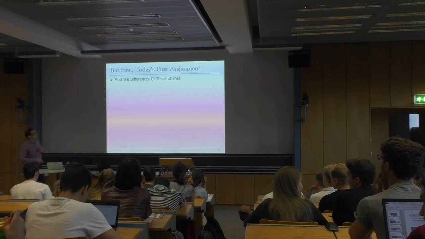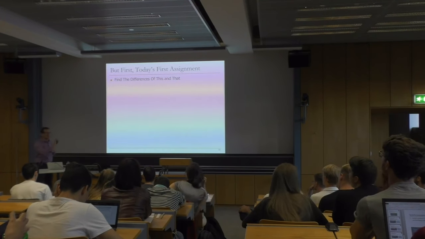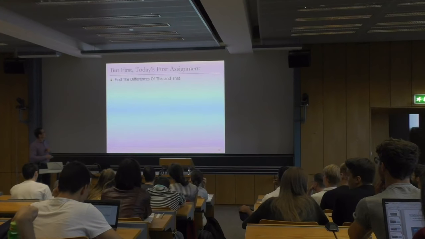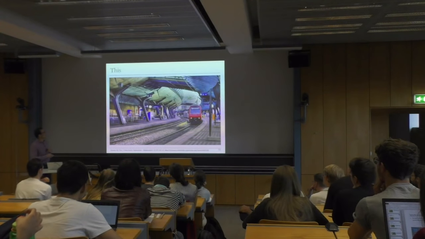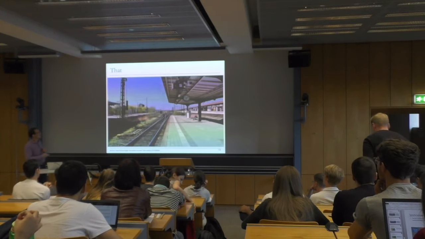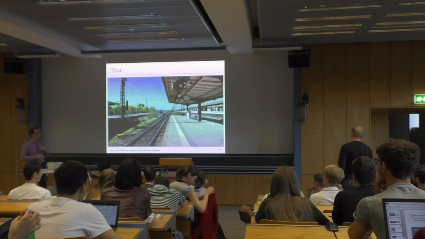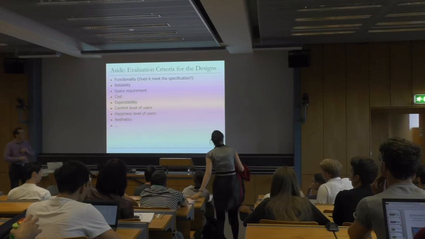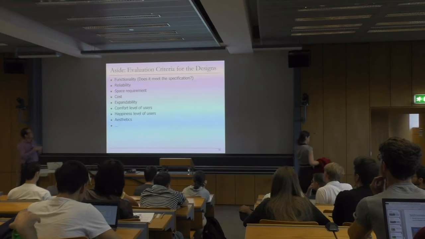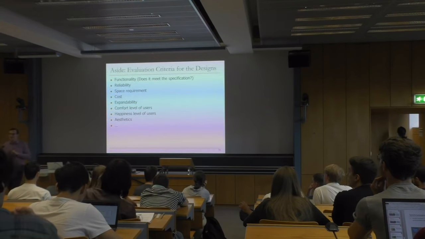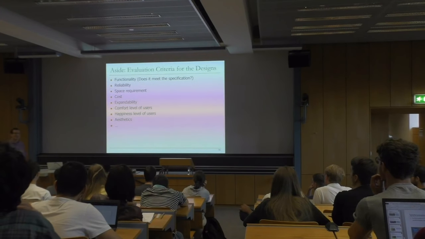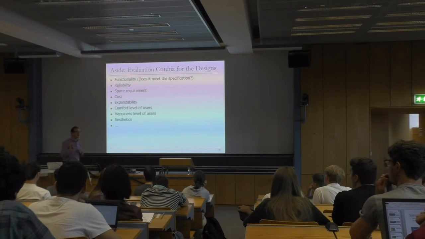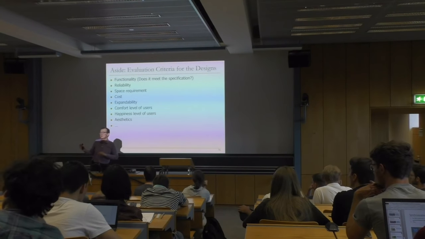Okay, so let's do our first assignment today. Again, this is not going to be very long, it's very simple. Basically, I want to find the differences of this and that, and you've already seen this, and you've already seen that, and it's not going to be a literal assignment. Once you try to find the differences between different architectural designs, the first question that comes to my mind is what metric I'm evaluating these things with.